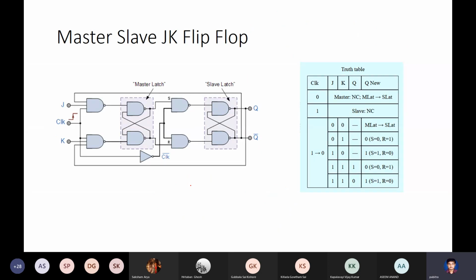There is another way you can solve this problem, which is by something called a master-slave configuration. Let me explain what this master-slave configuration is. Whatever flip-flop we take, the JK or SR, it doesn't matter. So this is any flip-flop, a JK flip-flop or an SR flip-flop or whatever. We have two such flip-flop blocks. One we call a master block and one we call a slave block.